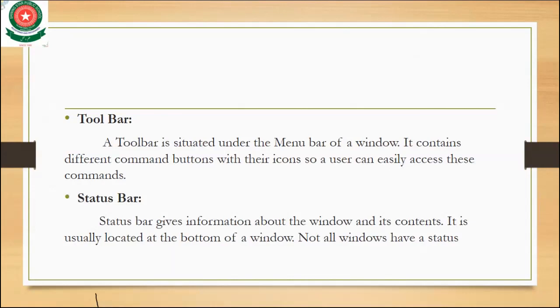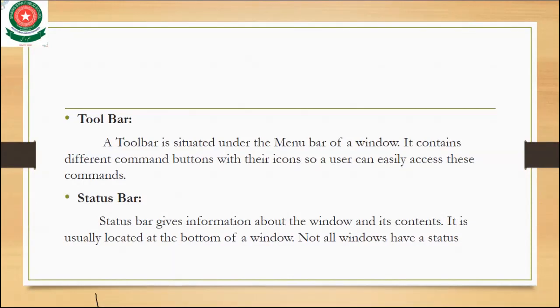It is situated under the menu bar, and it contains different program buttons with their icons, so you can easily access these programs. The icons included in the toolbar are, for example, back, forward, folder, and search. These options are all included in the toolbar.